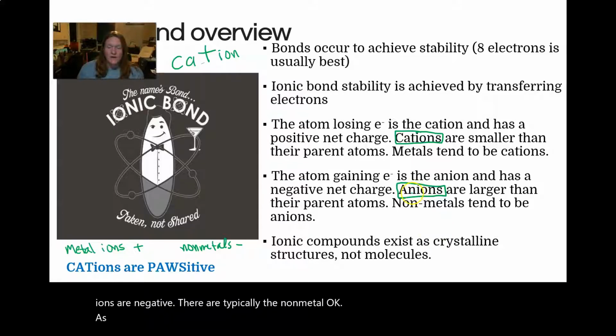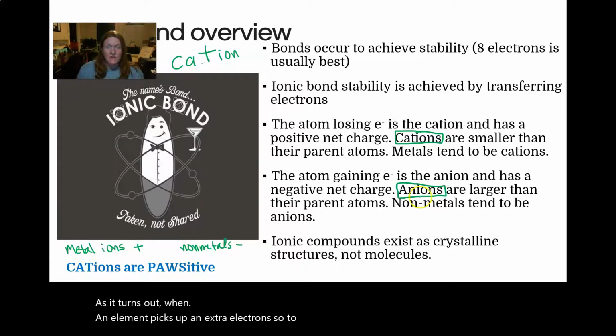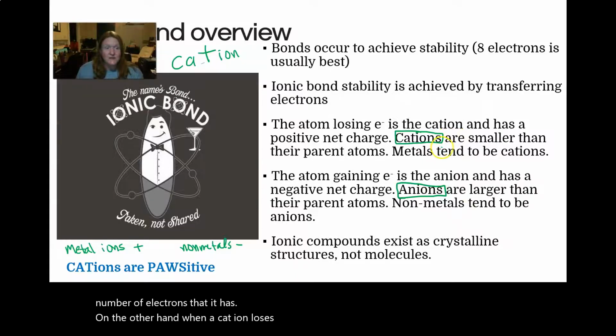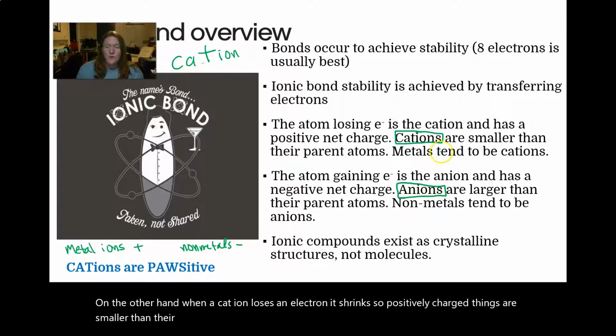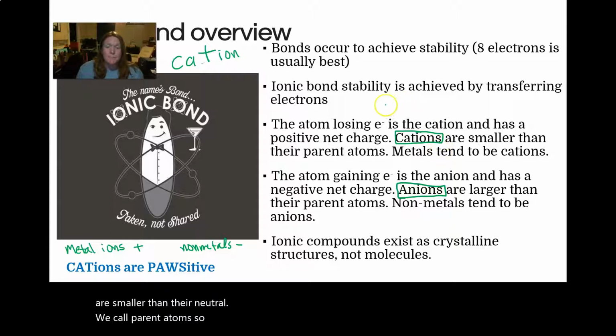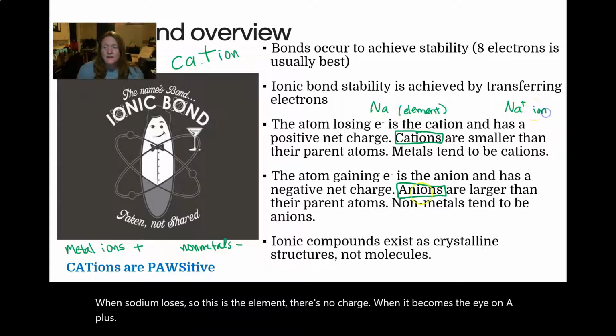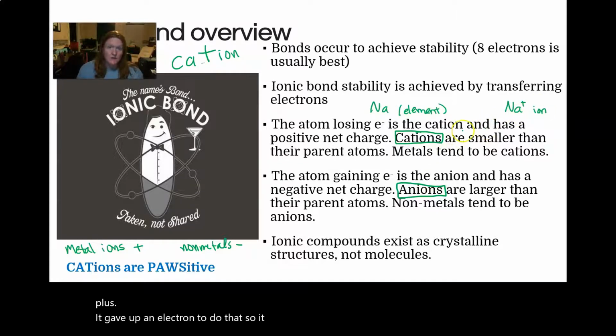As it turns out, when an element picks up an extra electron to become negative, it's an anion at that point, and it will get bigger. That makes sense because most of the volume of an atom is due to the number of electrons that it has. On the other hand, when a cation loses an electron, it shrinks. So positively charged things are smaller than their neutral parent atoms. Like sodium: the element has no charge. When it becomes the ion, Na+, it gave up an electron to do that, so it shrank. Na+ is smaller than Na.